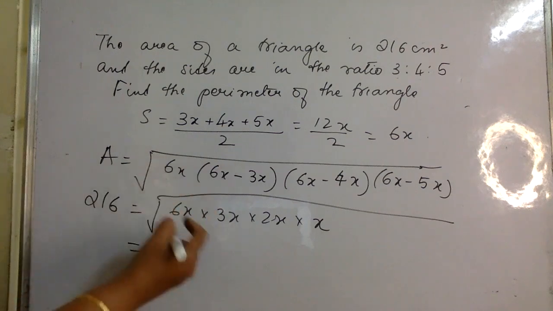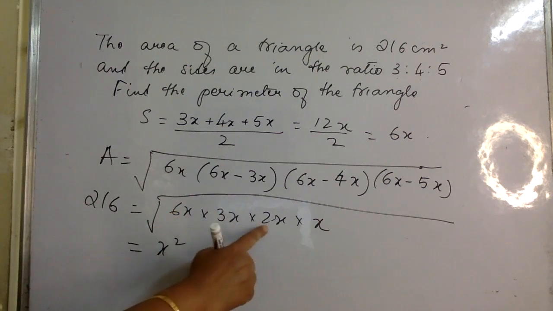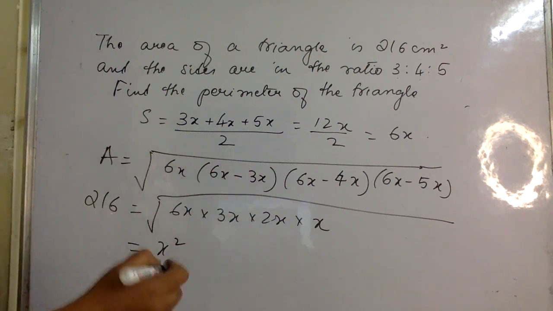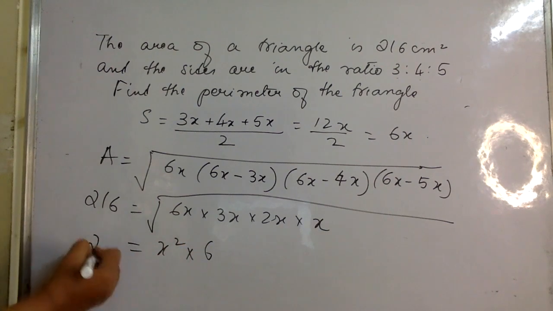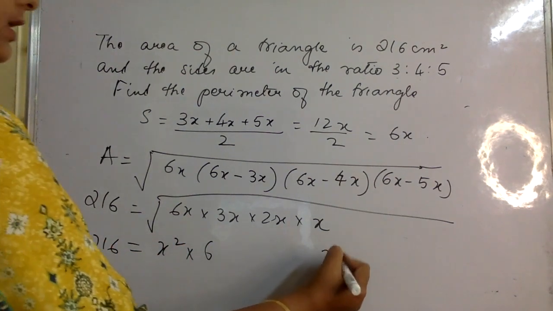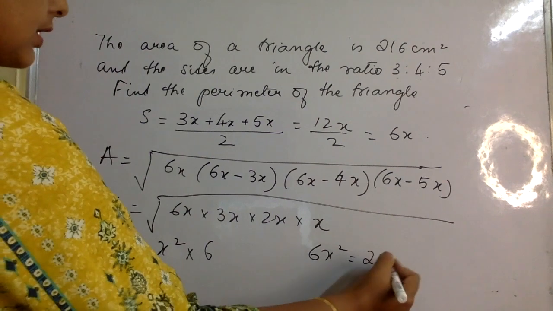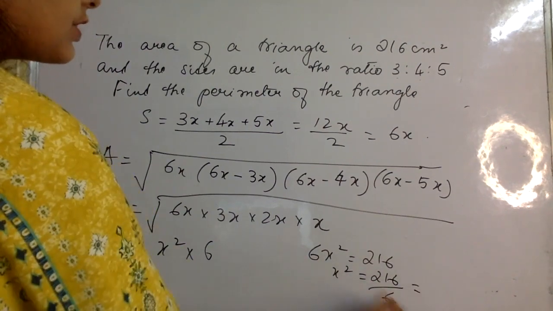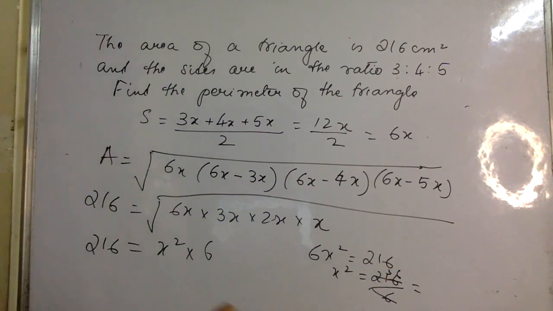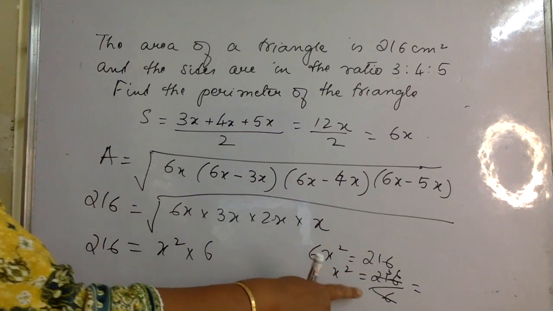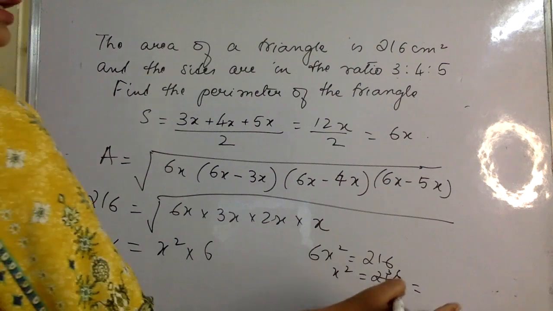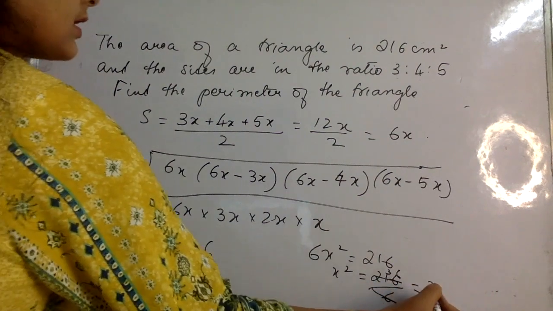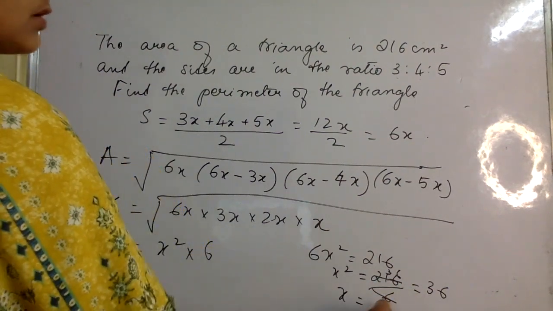So I am done with x. Otherwise, I have 18 into 2, 36. Square root of 36 is 6. So 6x square is 216. X square is 216 by 6, which is 36, isn't it? 3 sixes are 18, 6 sixes are 36. So the x value comes to 6.